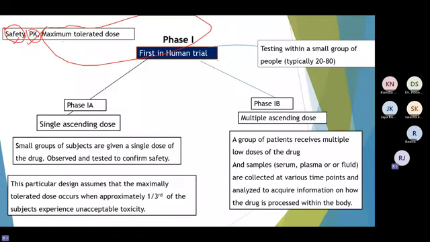So again, phase 1 is further divided into two types: phase 1A and phase 1B. Phase 1A is called single ascending dose study, and phase 1B is called multiple ascending dose study. Generally, people will understand phase 1, then phase 2, then phase 3, but every step is not that simple. Okay, it has many further baby steps, so we have to learn each step. We will try to learn with the help of an example.